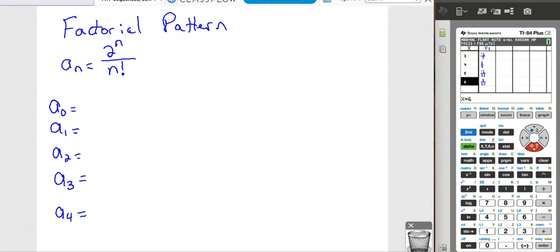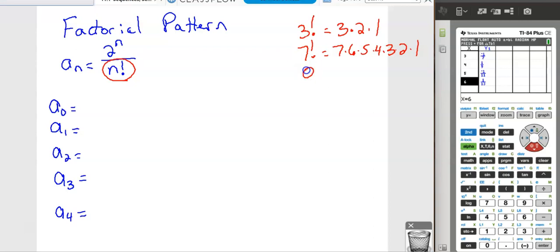All right, now a factorial pattern. If you've never seen this little function before, if I have n factorial, like 3 factorial, what that means is 3 times 2 times 1. 7 factorial means 7 times 6 times 5 times 4 times 3 times 2 times 1. You're counting all the way down to 1. That's what the factorial exclamation mark means. You're just counting all the way down and multiplying those. And by definition, by the way, 0 factorial is 1, just by definition.